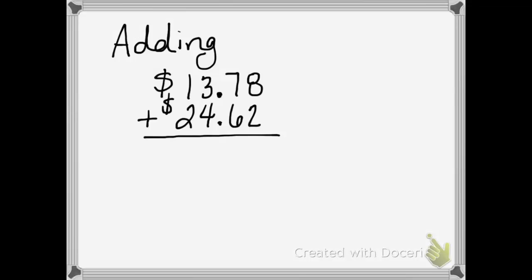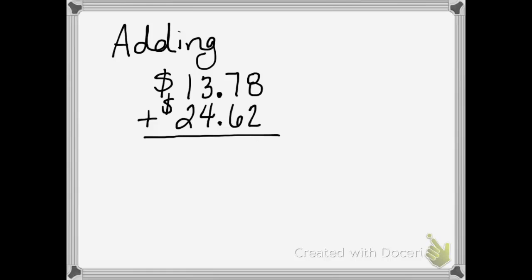So let's say that you go to the store and you're buying two things, and one of them costs $13.78 and one of them costs $24.62. The important thing to remember when you're adding decimals is you want to make sure that your decimal points are lined up with each other. So they need to be completely in line with each other. If you have them misaligned, then you will not get the correct answer.